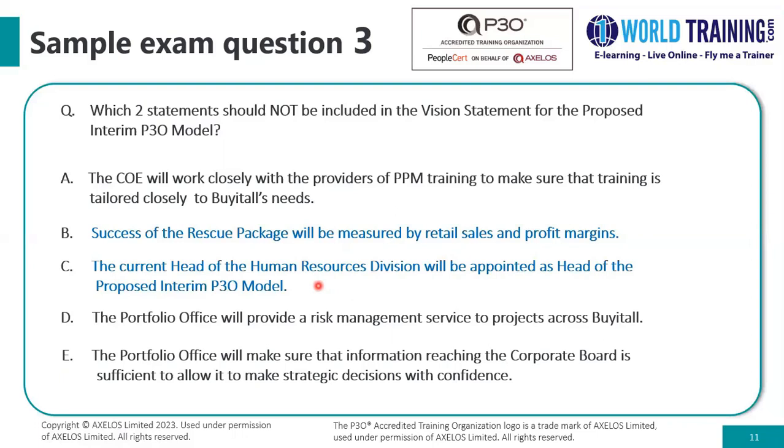Whereas options A, D, and E are elements that would go into the vision statement. So it's good to differentiate what goes into a vision statement and what does not go into a vision statement. Towards that end, it's good to know the various artifacts that we produce as a part of the proposed interim P3O model. A few examples would be a target operating model or a blueprint document, and it's good to differentiate what really goes into which particular document within the P3O context.